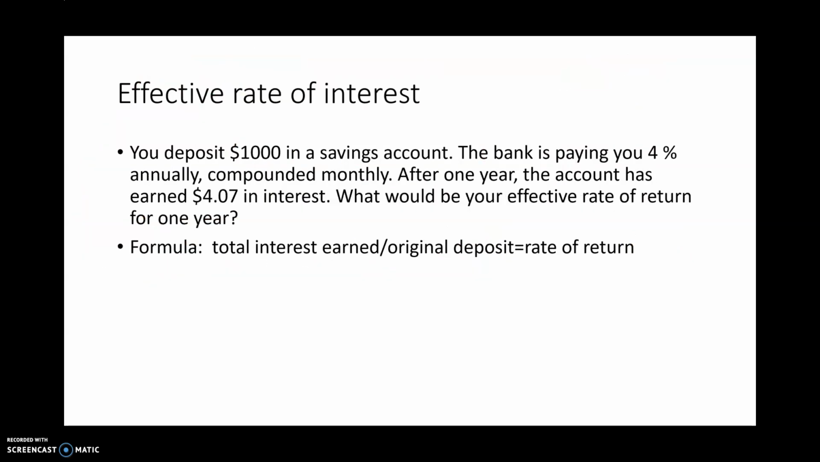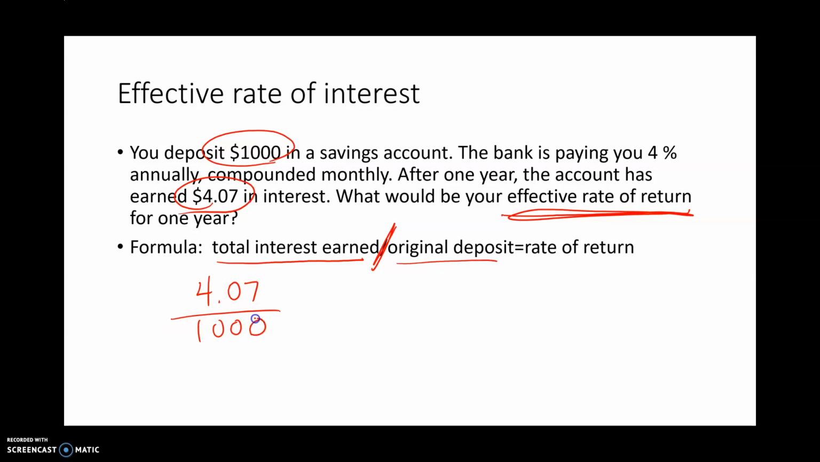Effective rate of interest. So this is something where if you knew what you deposited and you knew how much you had at the end of the time period, we're going to calculate the effective rate of return. We're going to calculate the percentage. So here's our formula. Total interest earned divided by the original deposit. So you deposit $1,000. You earn this much in interest. What would be your effective rate of return?